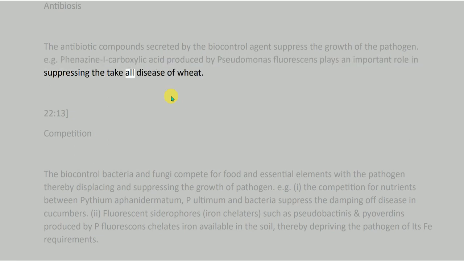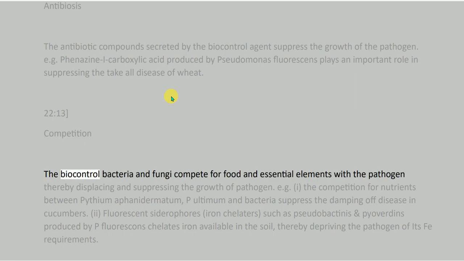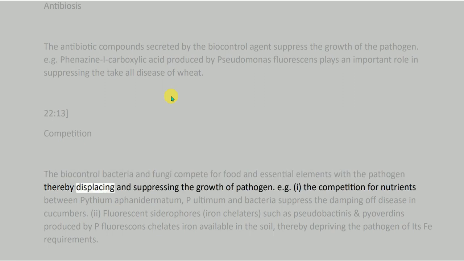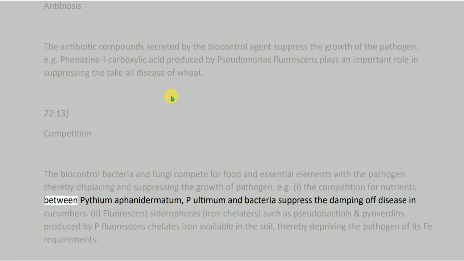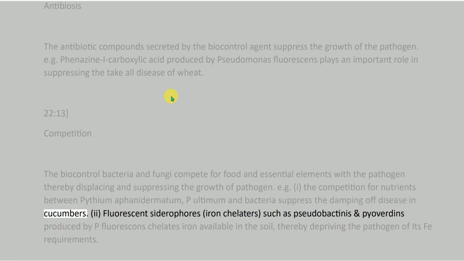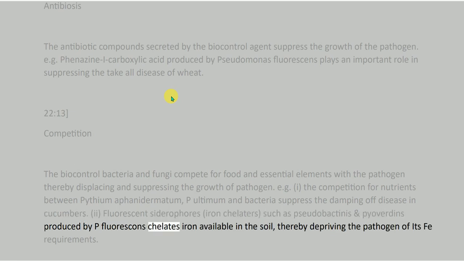Competition. The biocontrol bacteria and fungi compete for food and essential elements with the pathogen, thereby displacing and suppressing the growth of the pathogen, e.g. 1. The competition for nutrients between Pythium aphanidermatum, P. ultimum and bacteria suppresses the damping off disease in cucumbers. 2. Fluorescent siderophores, iron chelators, such as pseudobactins and pyoverdins produced by P. fluorescens, chelate iron available in the soil, thereby depriving the pathogen of its requirements.